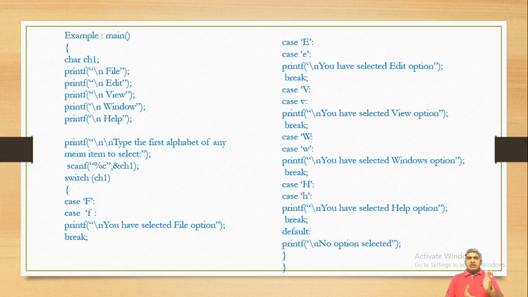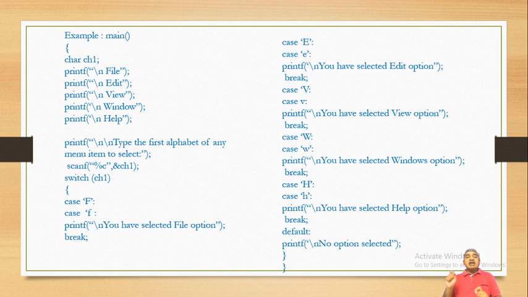There we can use a character, which is the initialization of a variable. So character is one of the variables. So printf \n File, printf \n Edit, printf \n View, printf \n Window, printf \n Help. Now \n indicates a new line.